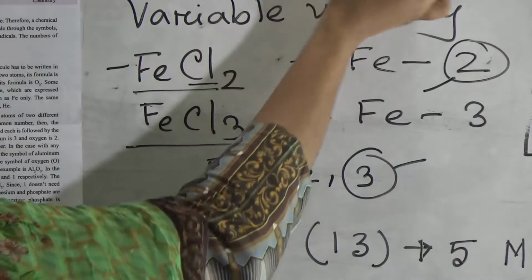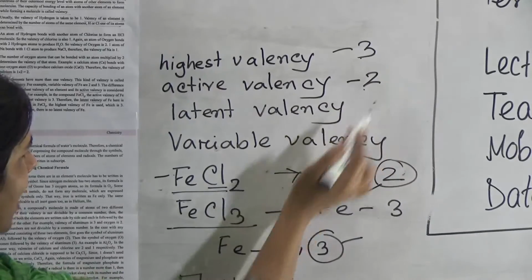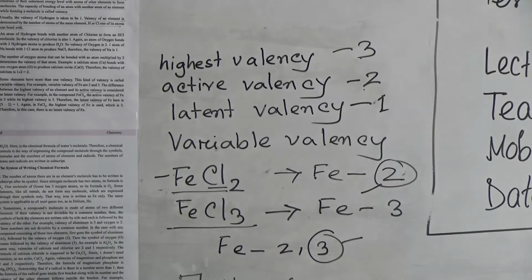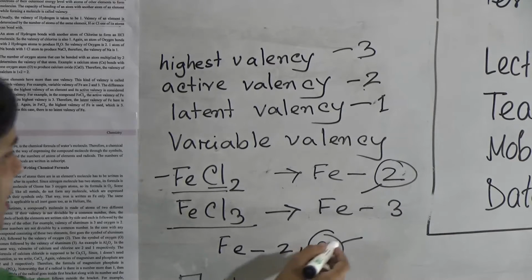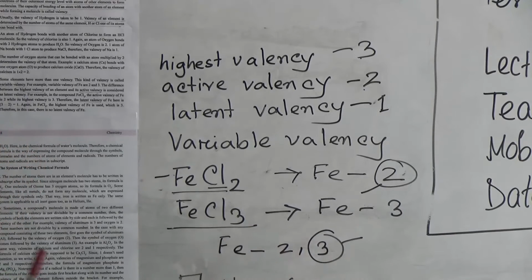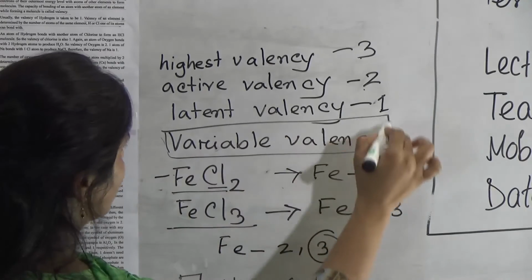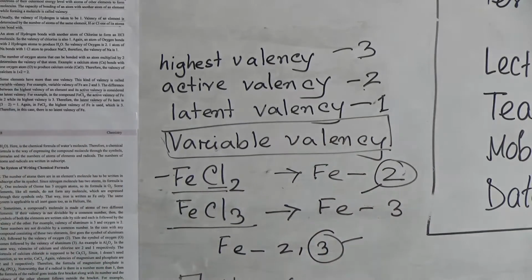Then if we subtract the active valency from the highest valency, we get the latent valency. An element that shows several valencies has what is known as variable valency. How many types of valency are there? There are 4 types: highest valency, active valency, latent valency and variable valency.